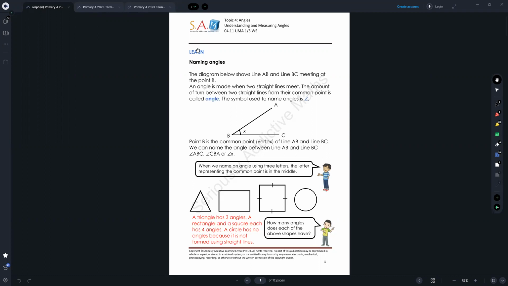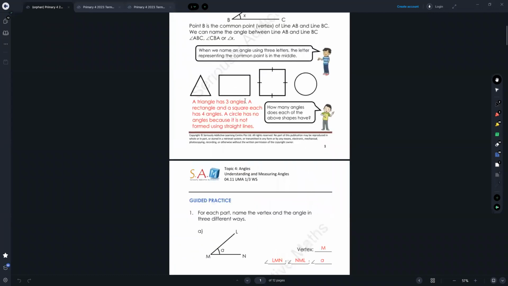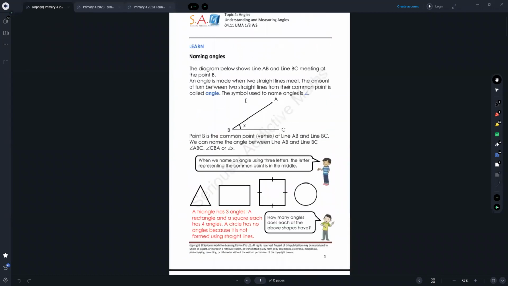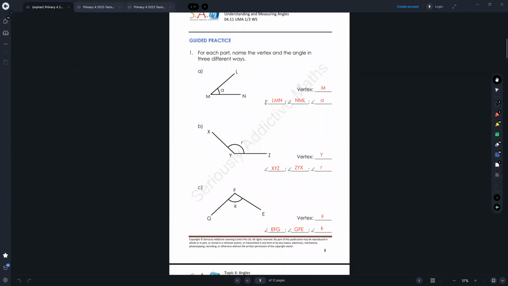Okay, this week I think it's quite easy, right? Three booklets, and we're going to move on to angles. I think it's quite easy for this particular topic. All they need to do is understand what an angle is. So please take them through the Learn segment. After that, there will be guided practice. It's about naming them, right?